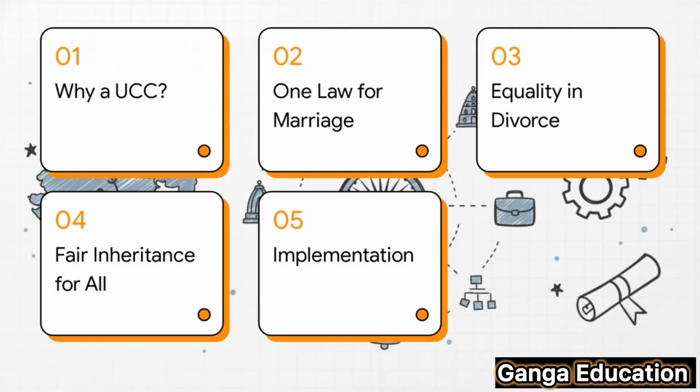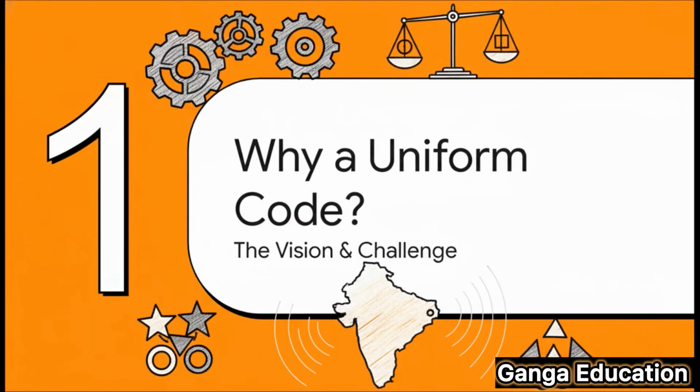So here's our game plan. First up, we're going to tackle the why, the big idea behind all of this. Then we'll dive into the nitty-gritty of marriage, divorce, and inheritance. And to wrap it up, we'll look at how it would actually be rolled out and who might be exempt. Sound good? Let's go.